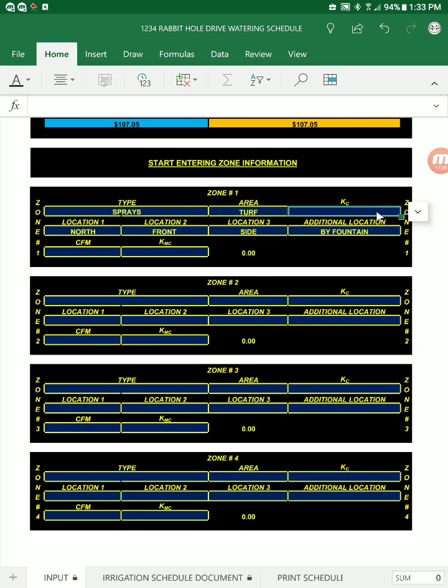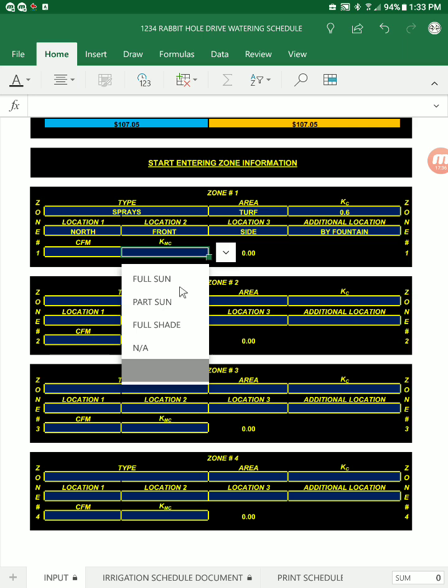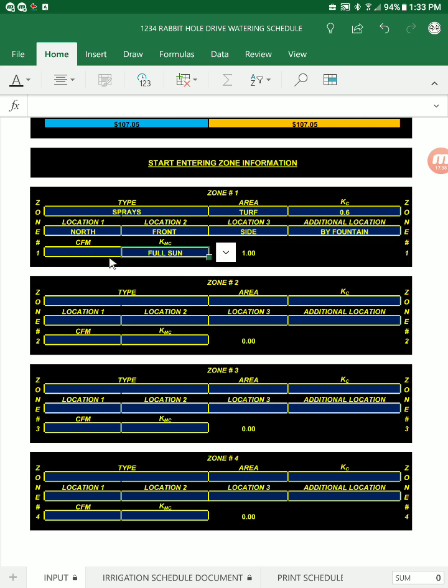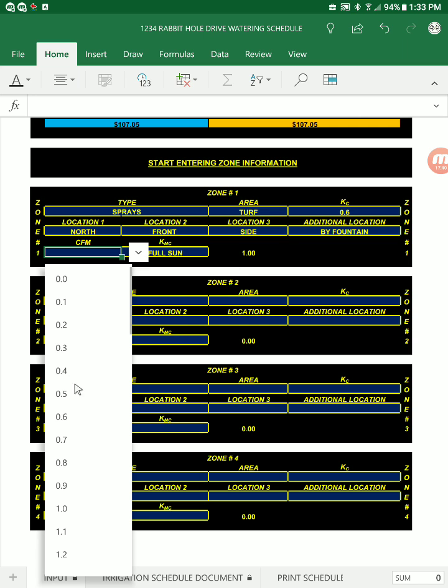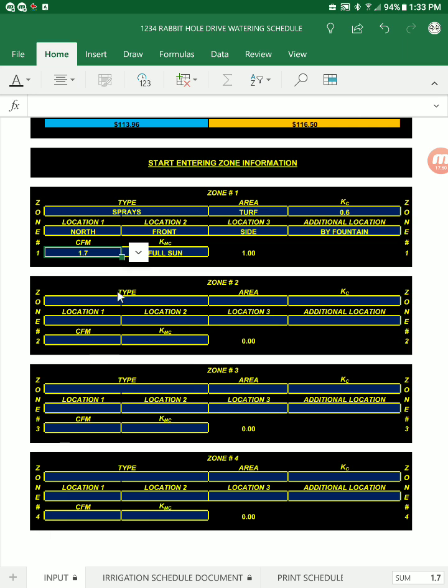So I hit turf. My crop coefficient for turf is always going to be a 0.6, like I said. This description's fine. This is that KMC, that microclimate thing. Let's just say it's full sun. And then my cubic feet per minute, they're typically sized right around 12 gallons a minute on 5/8 meters. So 1.7 is going to be close to 10 right around there.